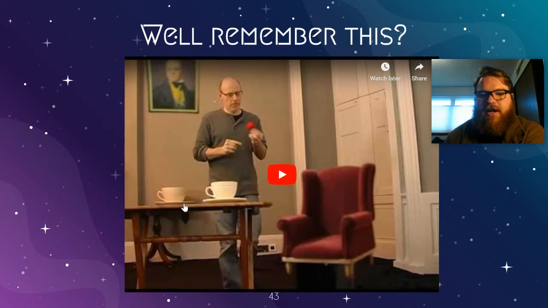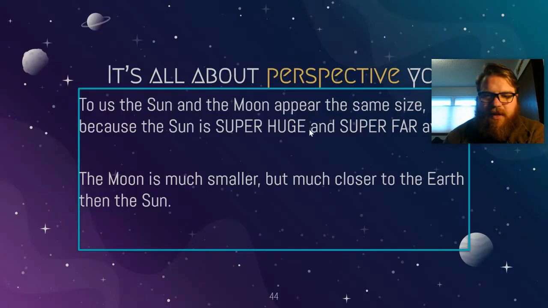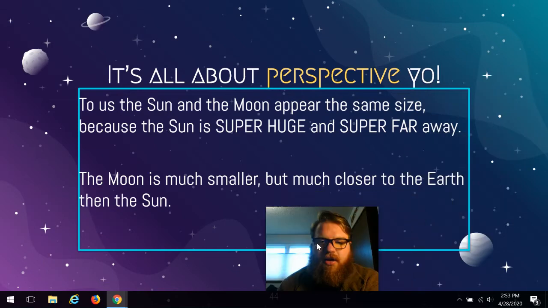When you watch him walk out of there, it's the way we see things at a distance can often be deceiving, and that is the case with the moon and the sun. So it's all about perspective. To us, the sun and the moon appear the same size because the sun is super huge and super far away. The moon is much smaller, but much closer to the earth and the sun.